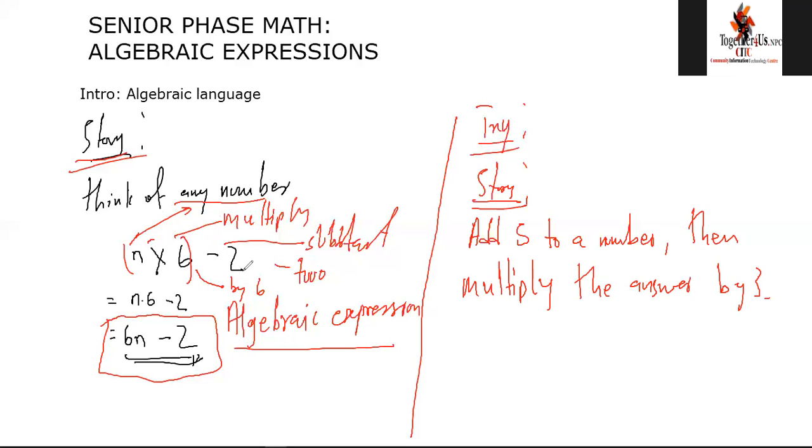What I did here is I thought of any number, I multiplied it by 6, then I subtracted 2 from the answer. I'm just saying that so that you can have a clue on what to do here.